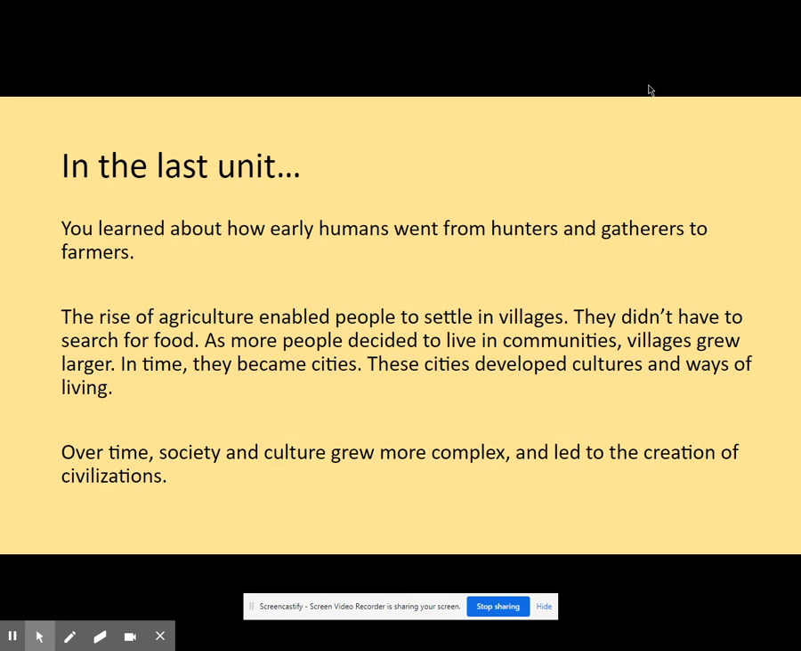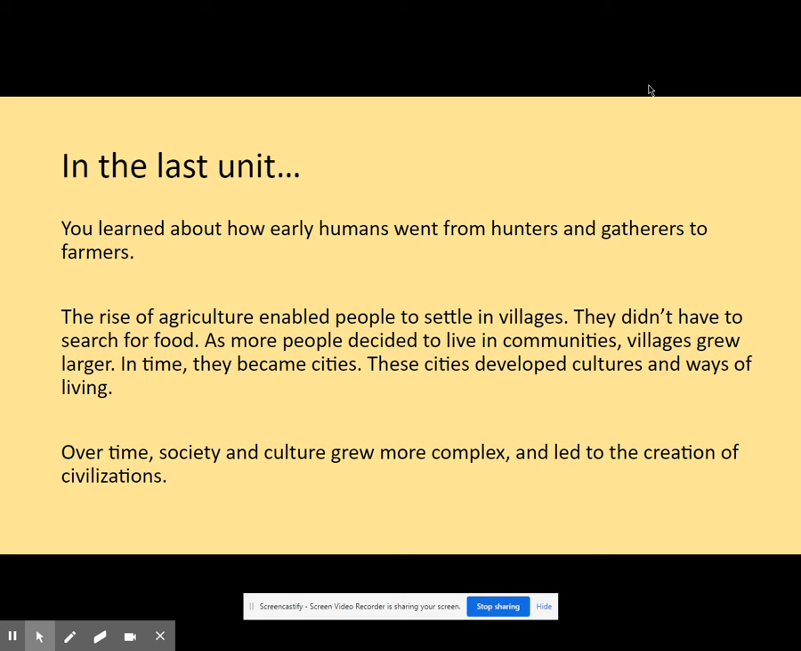So again, in the last unit, you learned about how the early humans went from being hunters and gatherers to farmers. And we saw how farming and agriculture changed everything, and it enabled or allowed people to settle in villages. So people no longer had to search for food. They no longer had to hunt for their food. They could live in these communities and help one another and get more of the resources that they need.